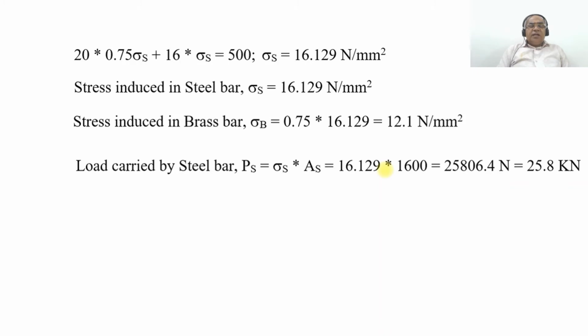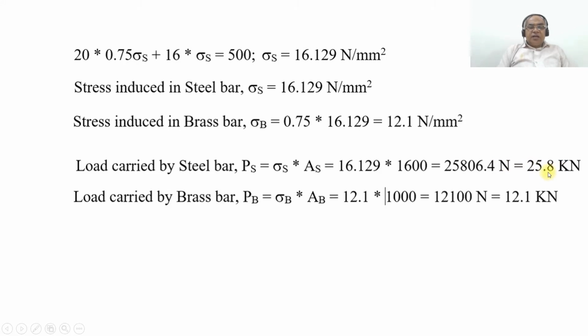So what is the load carried by the steel bar? The load carried by the steel bar, which is PS, will be equal to sigma S into AS. You know the value of sigma S is 16.129 and the area of the steel bar is 1600. On multiplication, you are going to get it as 25,806.4 Newton, which is nothing but 25.8 kilonewton.